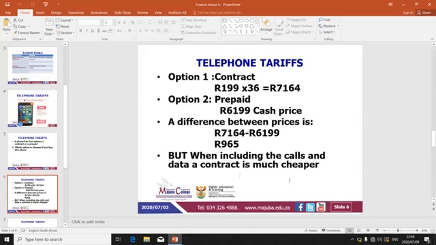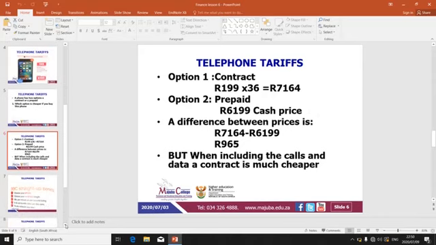But when including the calls and data, the contract one is much cheaper. Because when you buy with the prepaid one, you pay 6,199, then you buy data every day, you buy airtime every day. But with the contract one, it's 7,164, and the data is included there. Airtime is also included. So the contract one is much cheaper.